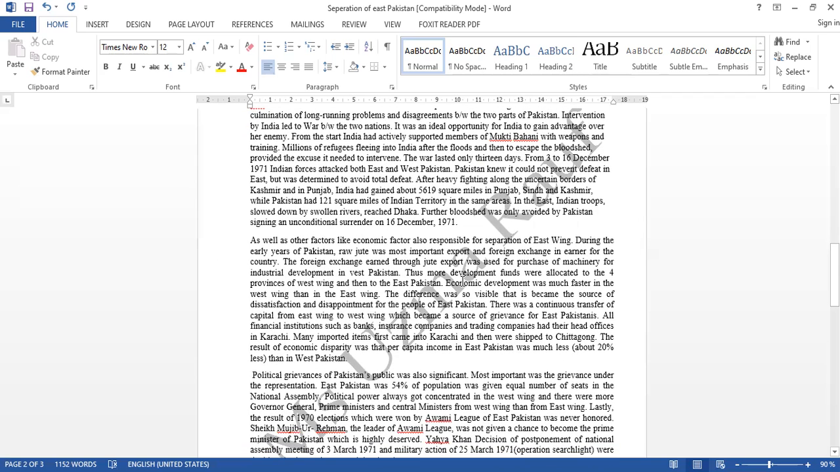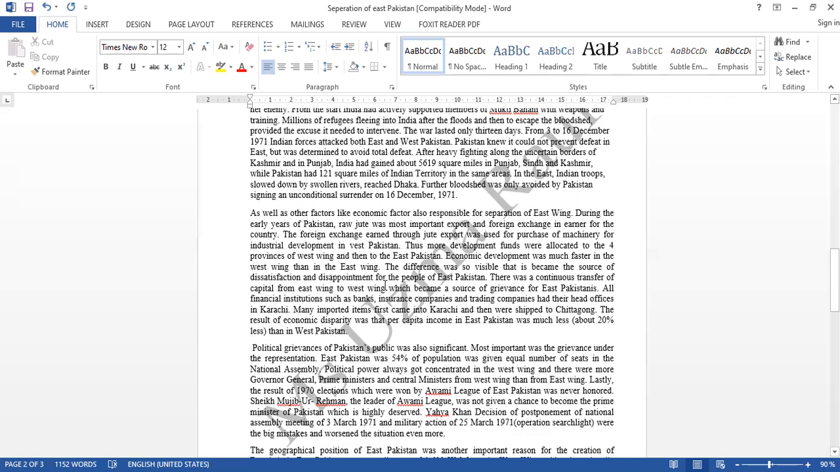Then we come to other factors. The economic factor was also responsible for the separation of the East Wing. During the early years of Pakistan, raw jute was the most important export and foreign exchange earner for the country. The foreign exchange earned through jute export was used for the purchase of machinery for industrial development in West Pakistan, right?